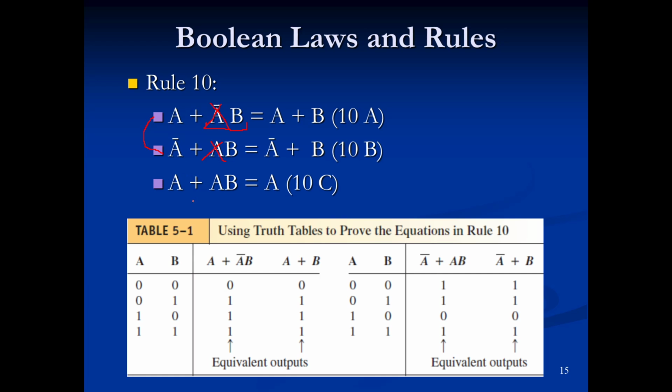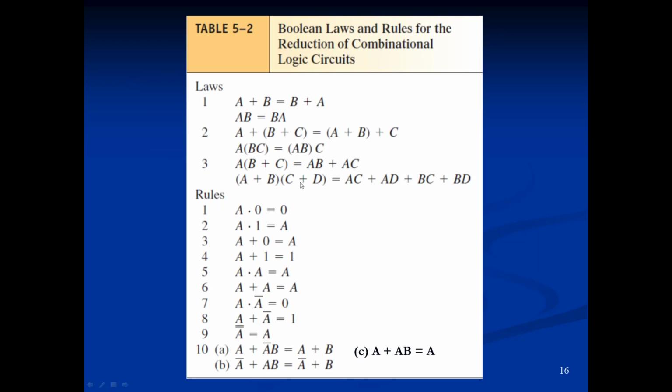The third one, we're saying that anything ORed with itself, not its complement, but itself, which is then ANDed with something else, here we can actually just eliminate that whole second term. And we're just left with A. So those are the 10 rules. And here's just a summary of all of those laws and rules that we just went over. It's just in a simplified equation form, but they all mean the same thing as what I just described.